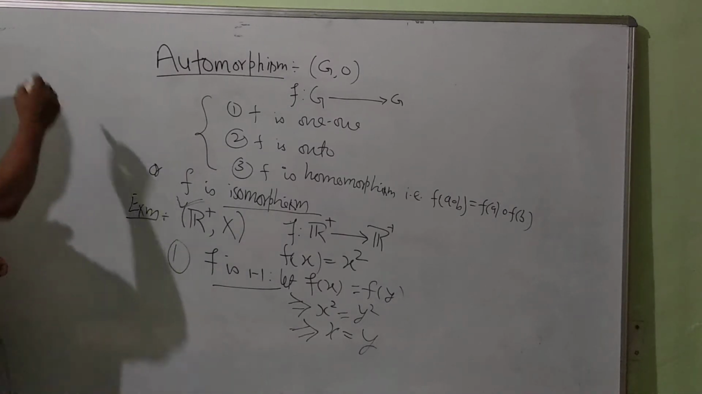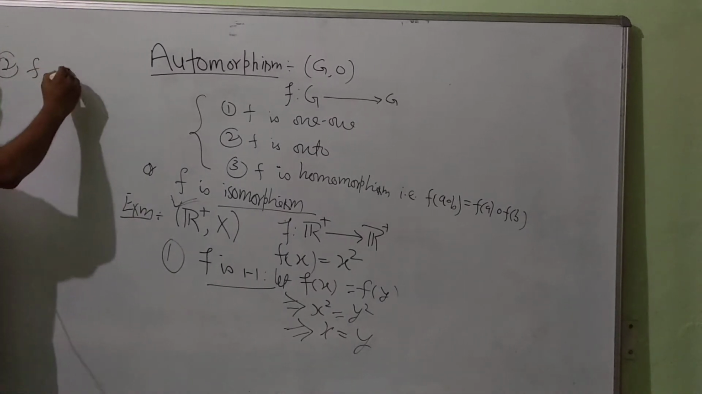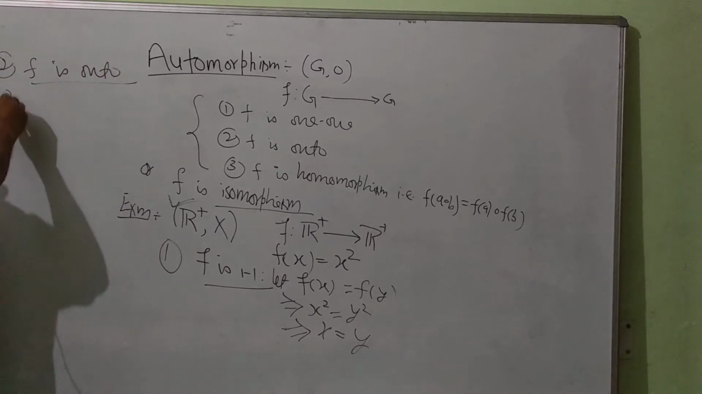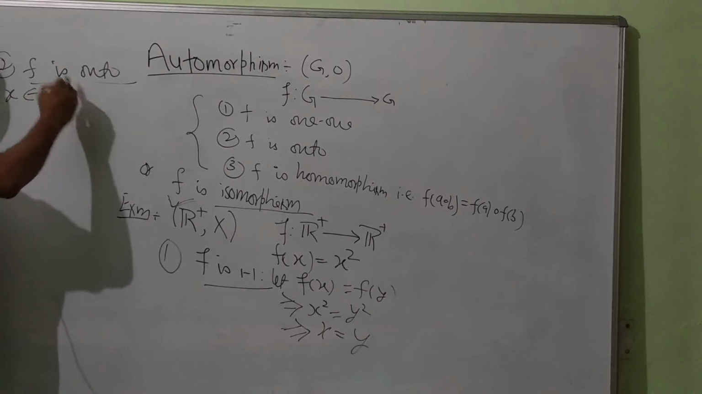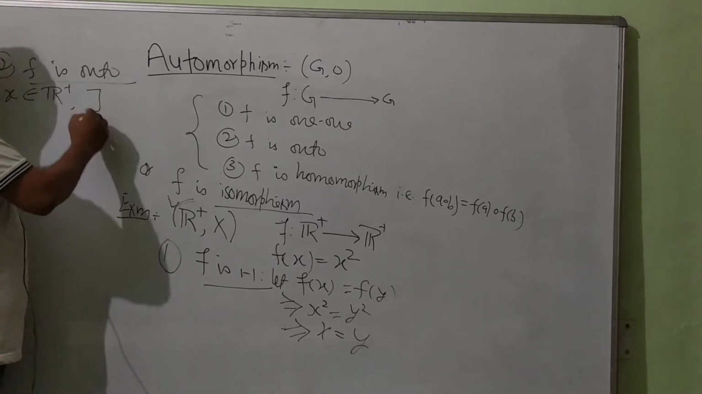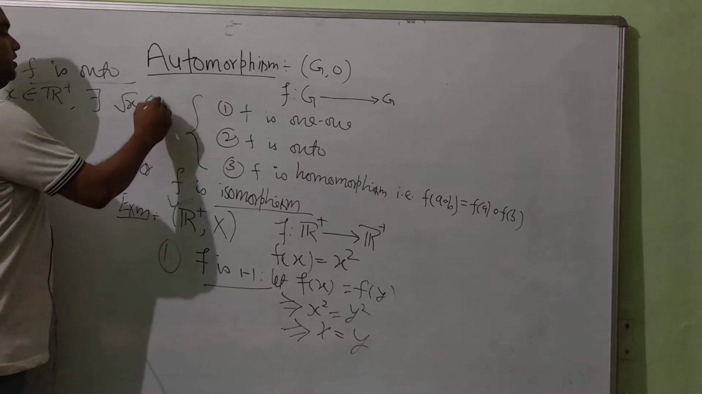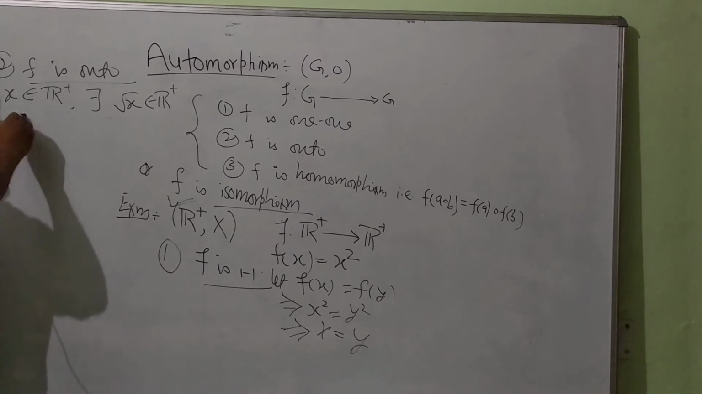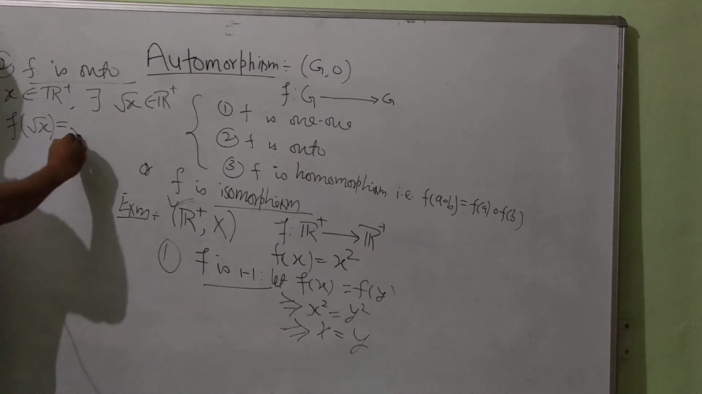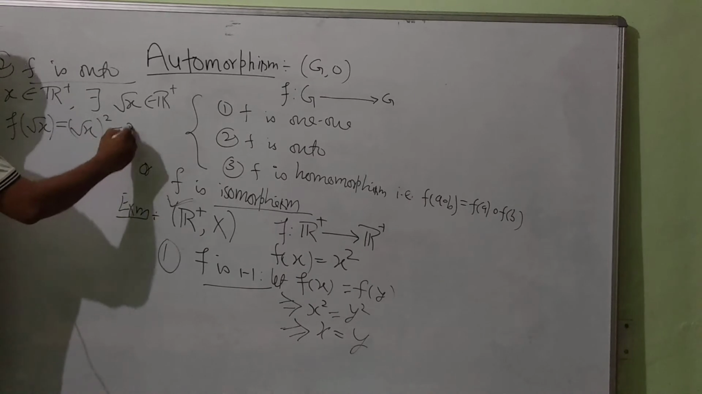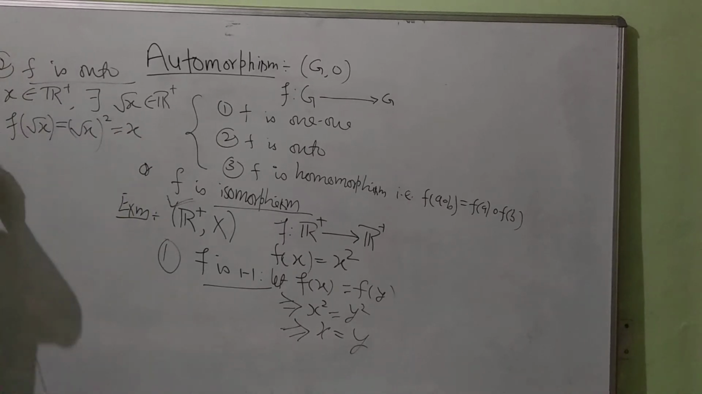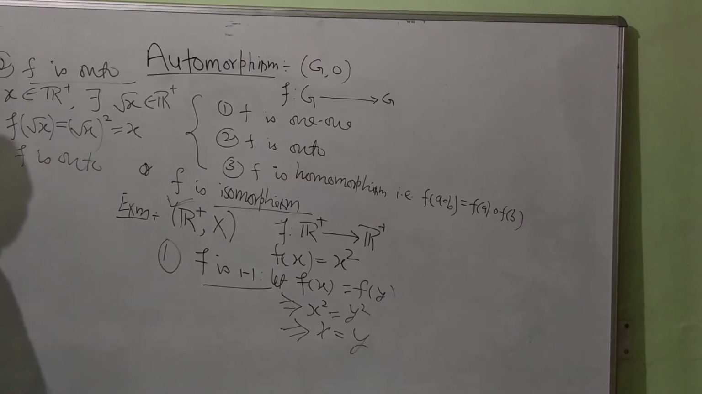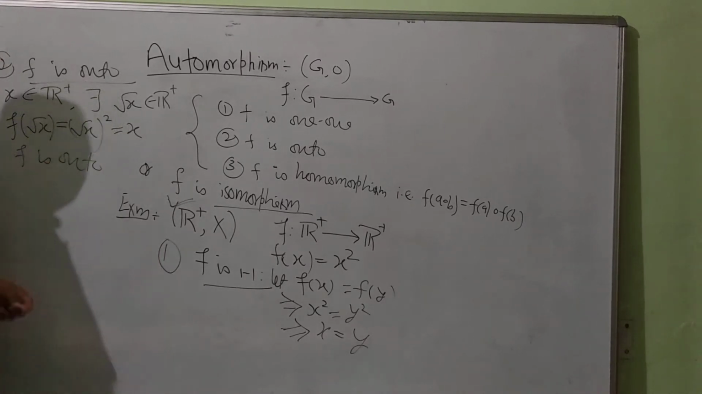Second, we will prove this function is onto, right? We will prove that f is onto. Onto means for every element x of R positive, there must exist an element in R positive, namely root x, such that f of root x, which is root x whole square, is x. So this implies f is onto. So we have proved that the function is 1-1 and the function is onto.